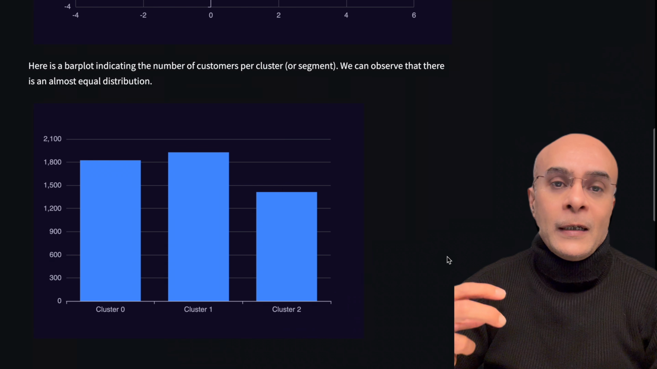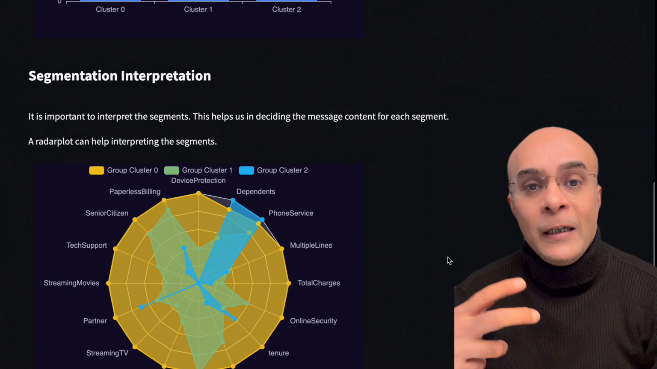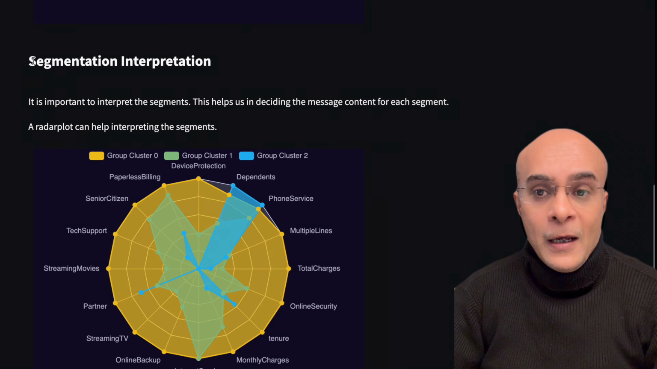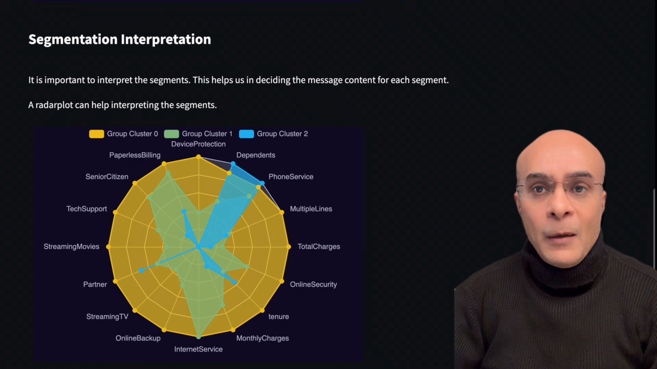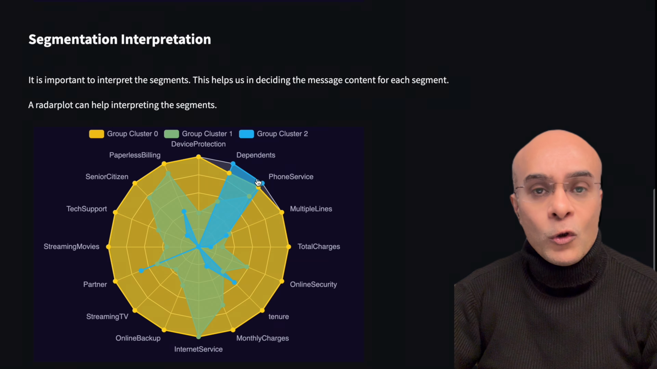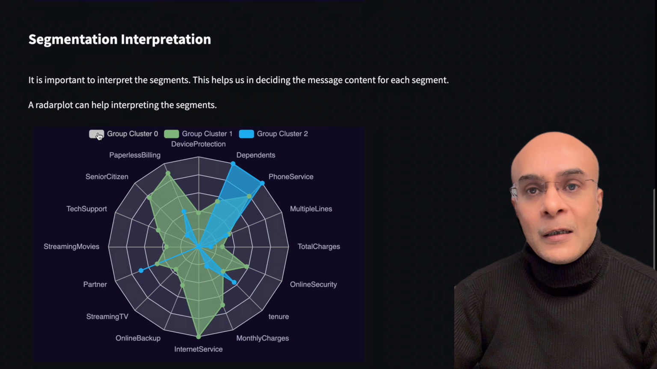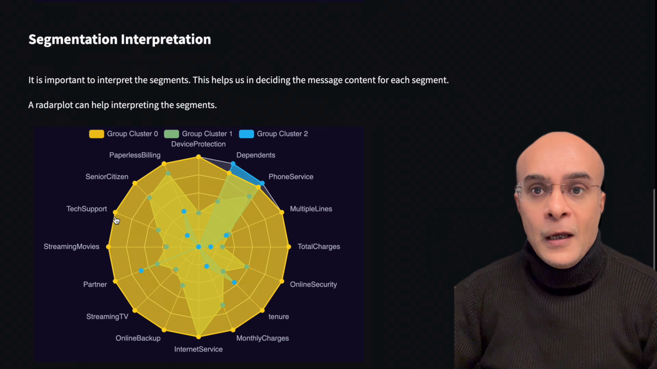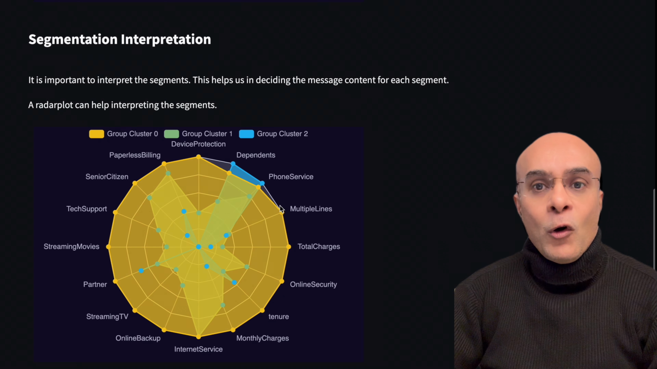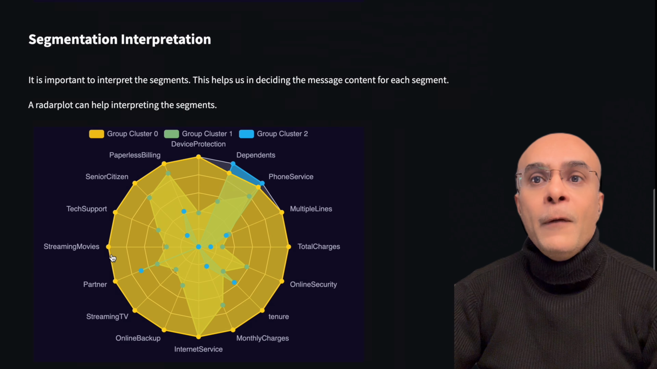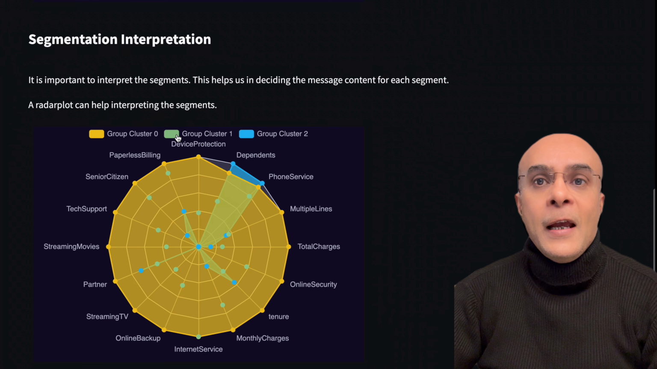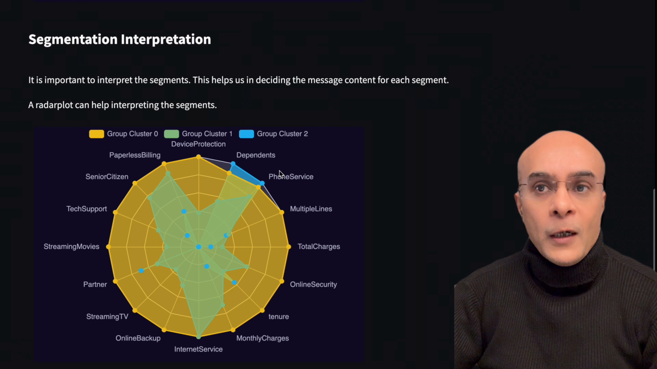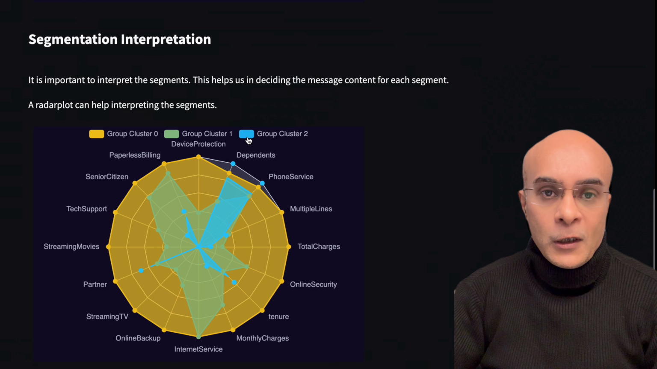Now, it's good to create these segments, but it is also important to interpret what each segment means. And we can use a radar plot which will help us interpret these segments. So for example, let's take cluster 0, the segment 0. You can see that these customers have got all the services. They have internet services, online backup, streaming TV, movies, almost all the services. Now, if you see cluster 1, it has only the internet services, and cluster 2, which is the blue one, has only the phone services.